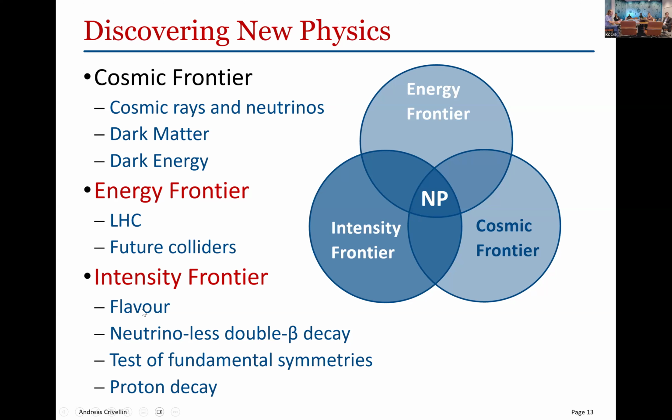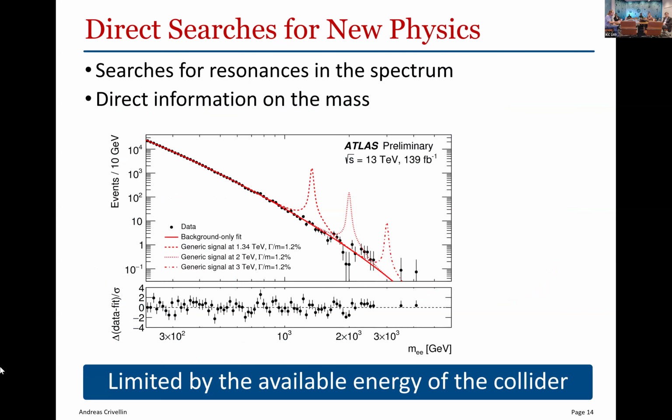And we have the intensity frontier, so these are precision tests. So here what you do is you don't look directly for a new particle, but you look for precision observables, and you can test quantum fluctuations via this.